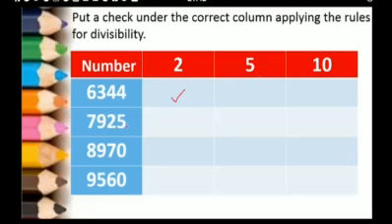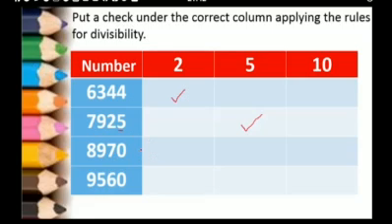How about 7,925? Is it divisible by 2? No, because 5 is not an even number. Since 5 is the ending number, it is divisible by 5. Is it divisible by 10? No, because 5 is not a 0.